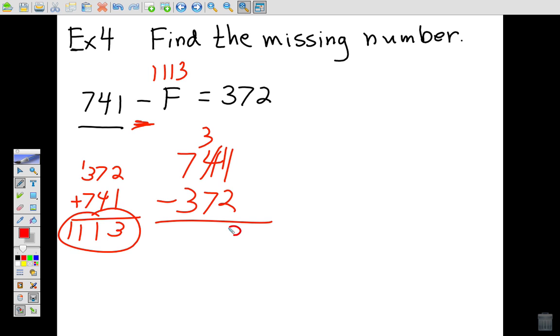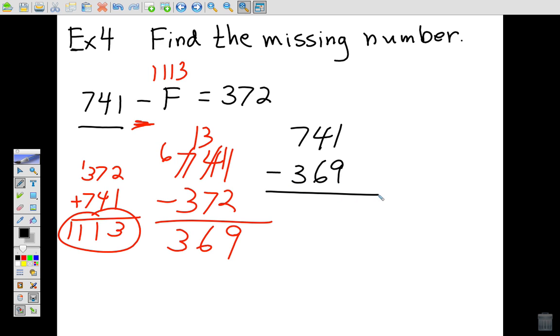And let's see, 9, 6, and 3, 369. Let's try this. Let's see if 741 minus 369 gives me the 372. And it does, doesn't it? So F is equal to 369.